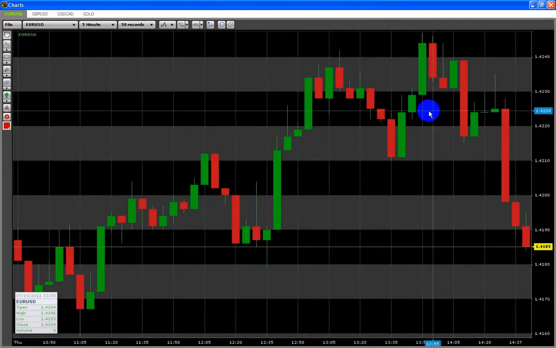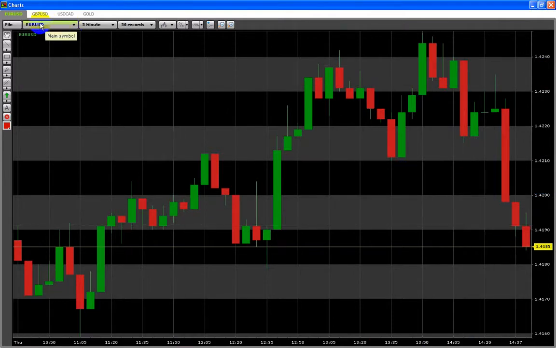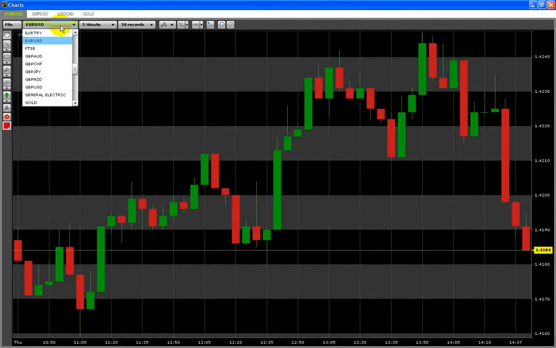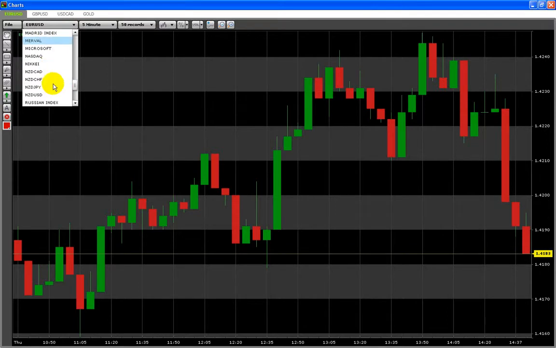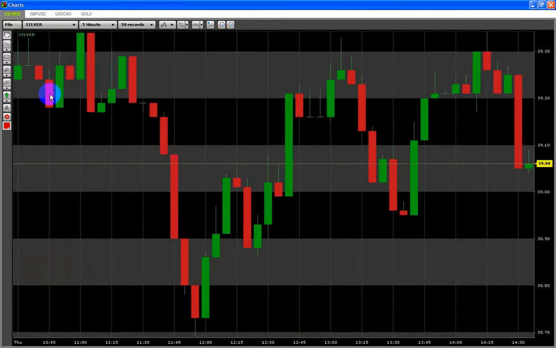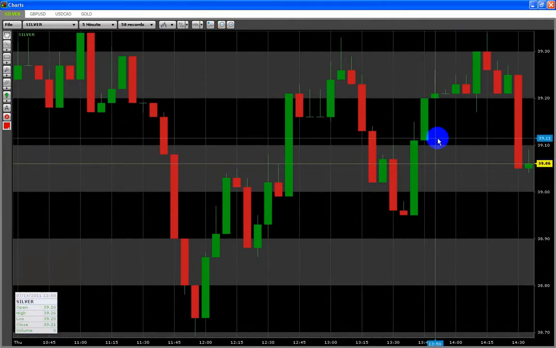The first thing to know is what we're looking at. So right now we can see that we're looking at the euro against the US dollar. So if you want to change that, you just click here and open up the drop down menu. We can change it to see whatever we want. So let's change it right now to silver. Okay, and now we're looking at the history of silver.